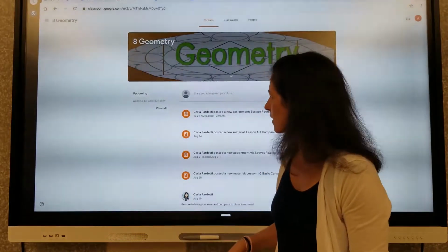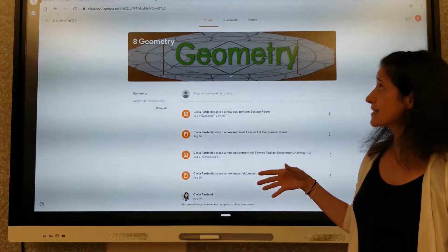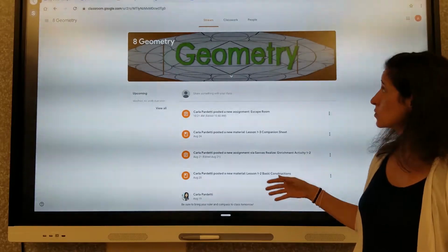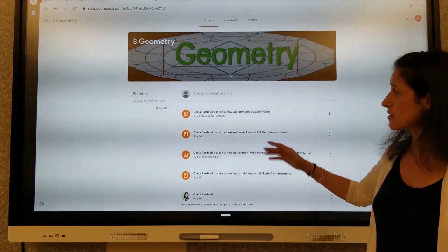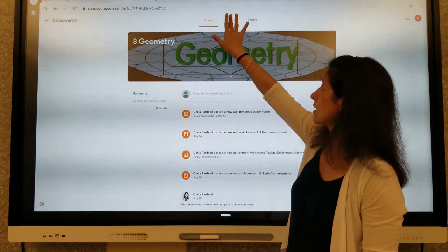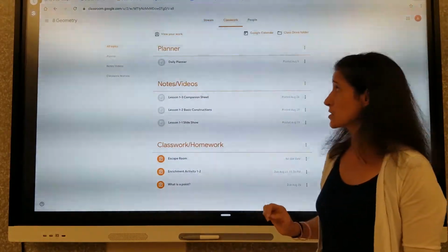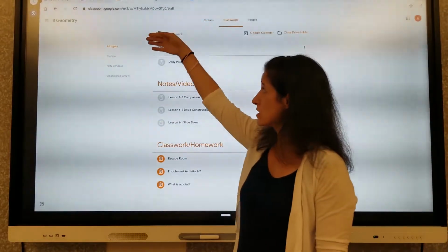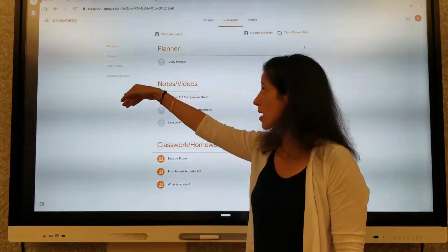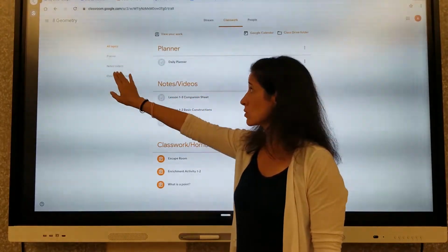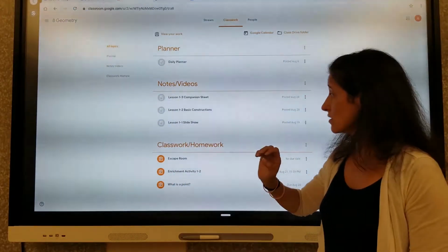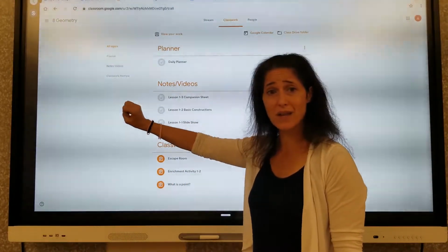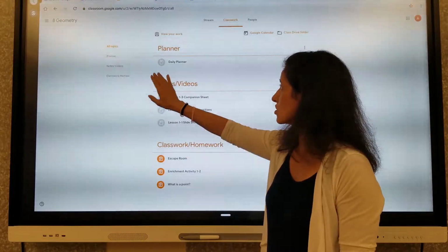We'll take geometry. The homerooms look basically the same for both. I have a board like this where I post new things and I can chat with the students through there, but for the most part we use the classwork tab. On the classwork tab on the side we have all of our topics. I have a planner, notes and videos, classwork and homework. If they have skill checks they will be in there, assignments and tests will also be in there.